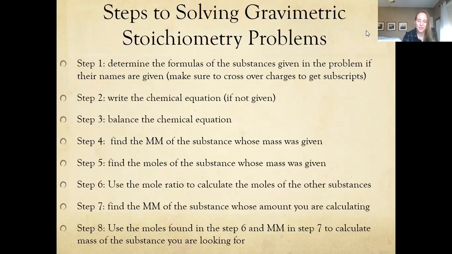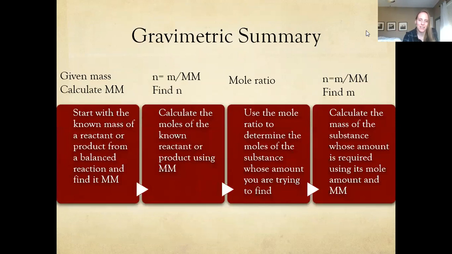Again, this will all make more sense once you do some actual practice calculations. But this is just the pattern of steps that you follow with gravimetric stoichiometry. You always start by finding the molar mass of the substance you were given information about, then calculate the moles of that substance, use the mole ratio to calculate the moles of the substance you're being asked about, and then go back to moles equals mass over molar mass to find the mass of the substance that you were asked for.